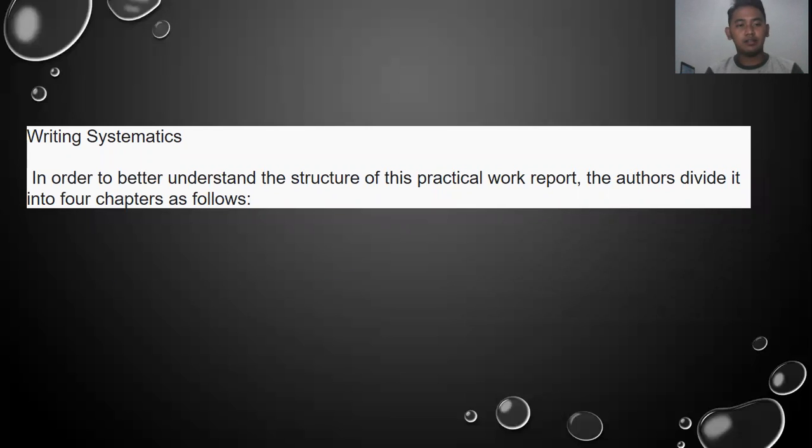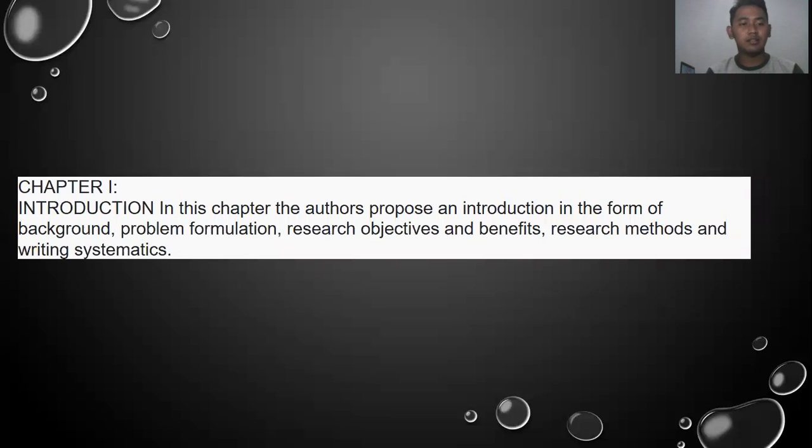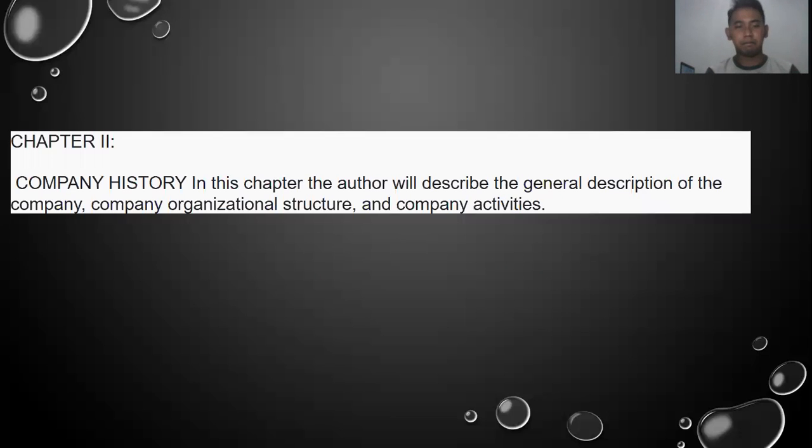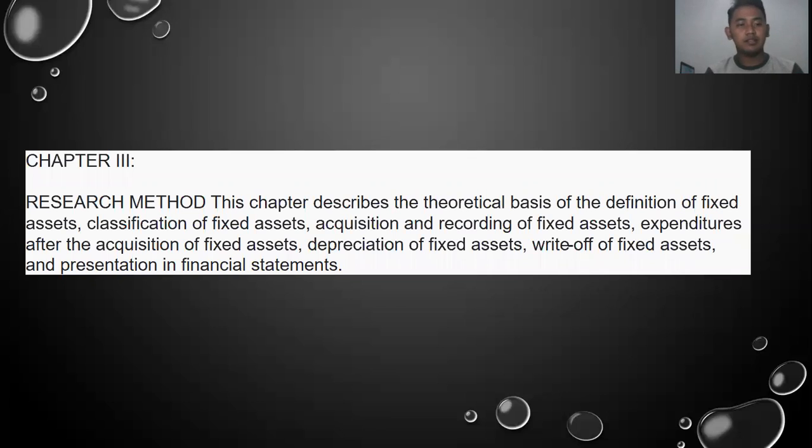Writing systematic. In order to better understand the structure of this particular work report, the author divided it into 4 chapters as follows. Chapter 1. Introduction. In this chapter, the author proposed an introduction in the form of background, problem formulation, research objective and benefit, research method, and writing systematic. Chapter 2. Company history. In this chapter, the author will describe the general description of the company, organizational structure, and company activity.